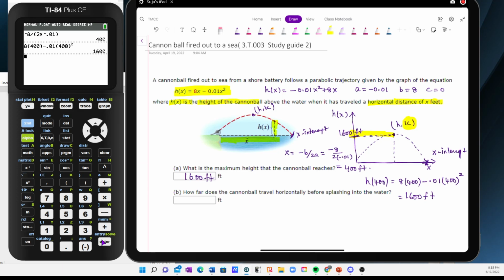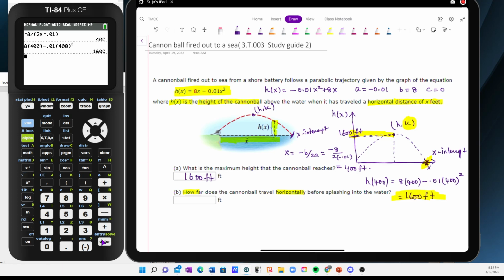Okay, so that's for the first part of the question. The second part of the question is asking, how far does the cannonball travel horizontally before splashing the water? So it's asking what this point is. So we know that point is the x-intercept. And to find the x-intercept, we know to plug in y equals 0.